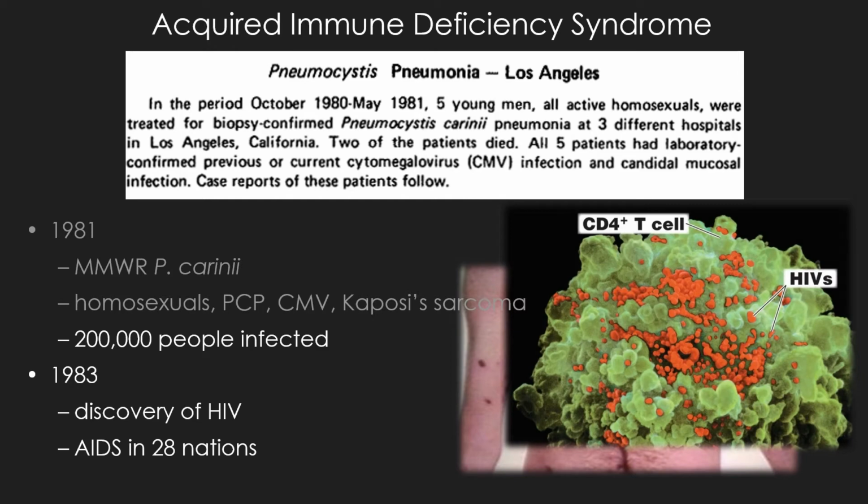About 2 years later, HIV was discovered in 1983, and you can see a scanning electron micrograph here of the HIV particles attached to a CD4 positive T cell, which is a helper T cell. And by the time this etiologic agent of AIDS, acquired immune deficiency syndrome, is identified, there is a pandemic. There are 200,000 people thought to have been infected already in 1981, and AIDS, the disease AIDS, not just the virus, but the disease AIDS, is found in 28 nations. So 2 years after its discovery, it's a deadly pandemic.